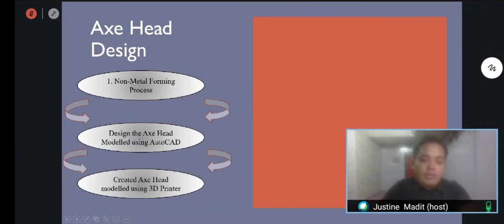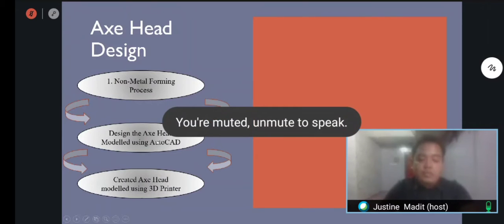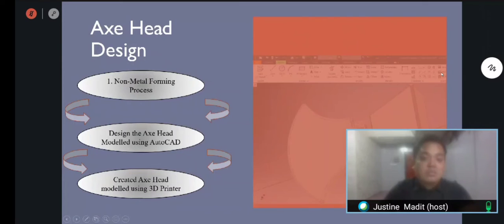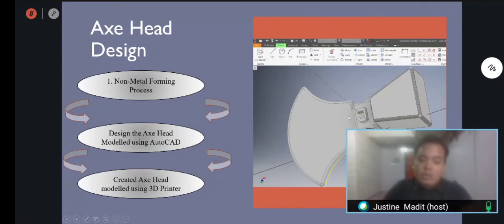First of all, the process is called the non-metal forming process. There are two steps in this. Firstly, we design the exact model with AutoCAD. Then after we finish modeling, we will set the model. This is what I tried to do, and this is the final design.